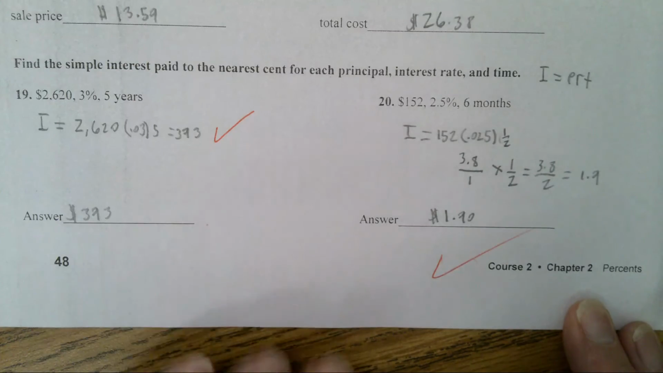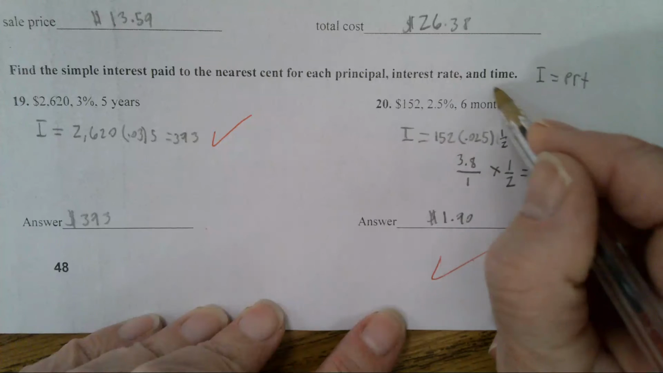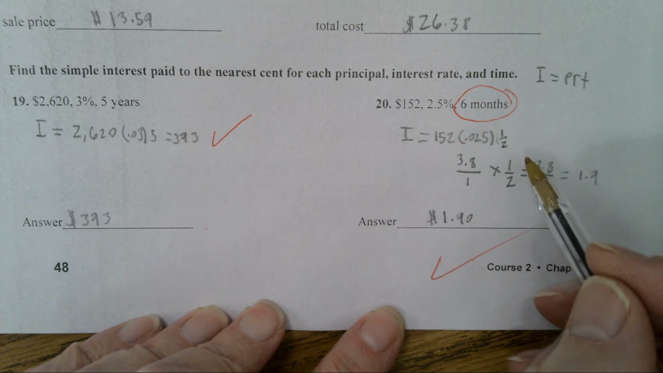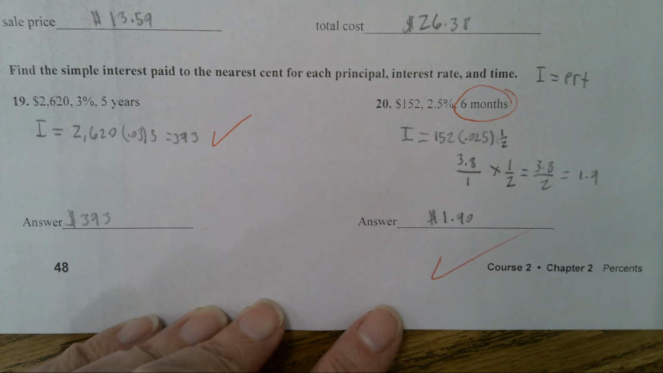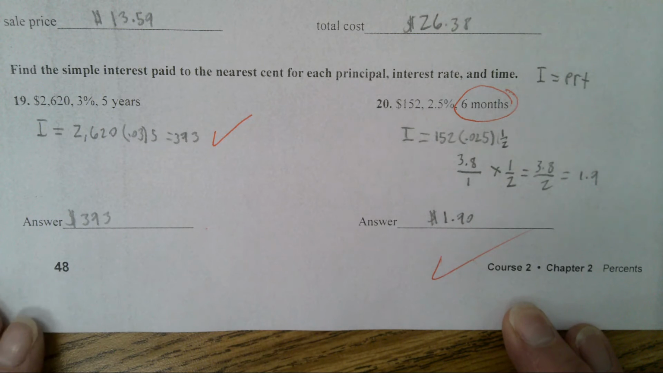This one, the tricky part is the 6 months. 6 months is half a year. Okay, so you would have 152 times 0.025 times a half. If you took it times 6 and divided by 12, that would also work. Some of the kids did that. You end up with $1.90. So the interest on that is $1.90. Any questions on this page?